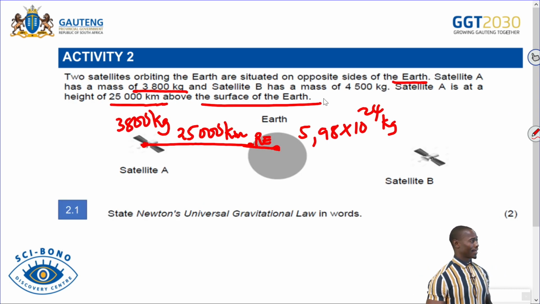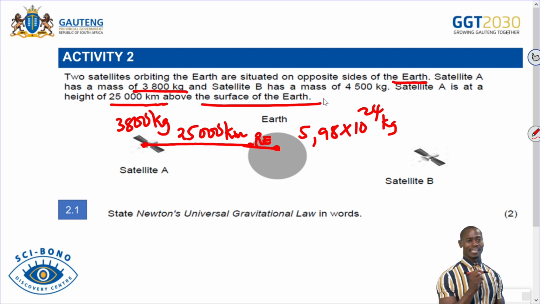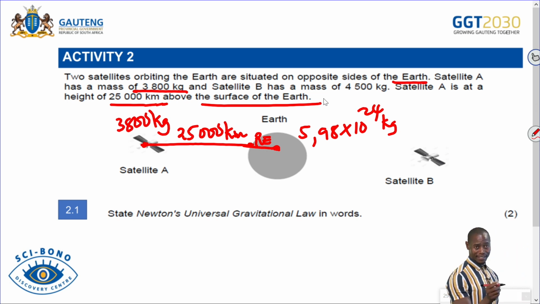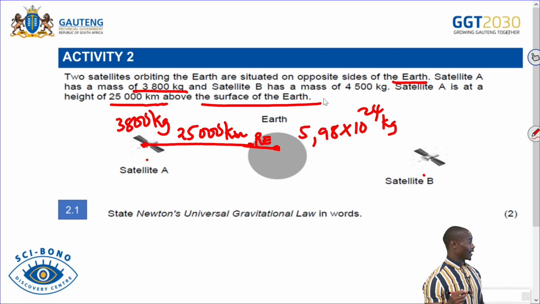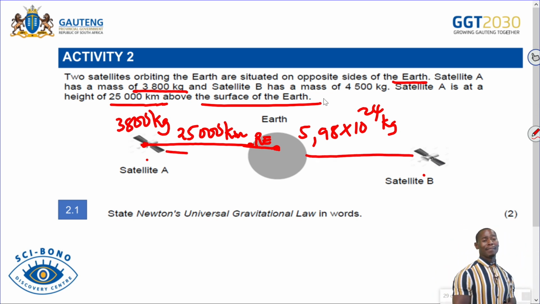Then let's go back. We want the force experienced by satellite A on Earth to be equal to the force experienced by satellite B on Earth. For that to happen, it would be easy if the masses were the same. If the masses were the same, and the distance were also the same, yes, we would say the distance should be the same. But now the masses are not the same.